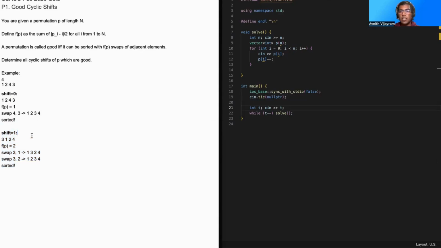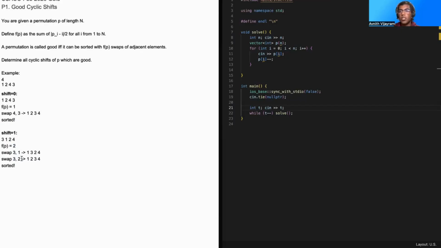And now if we shift this entire permutation by 1, we get 3, 1, 2, 4. And so if we recalculate f of P, we have 3 minus 1, which is 2 over 2. And then we have 1 minus 2, which is negative 1 over 2. And we also have 2 minus 3, which is negative 1 over 2. So if you add up the absolute values, you get 1 plus 1 half plus 1 half, which is 2. And you can sort this permutation in two swaps. You can swap the 3 and the 1, and then the 3 and the 2. So this permutation is also good.